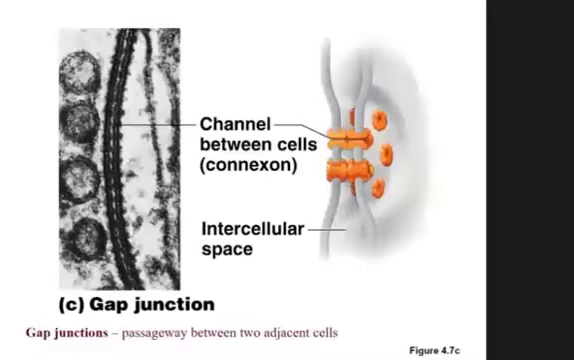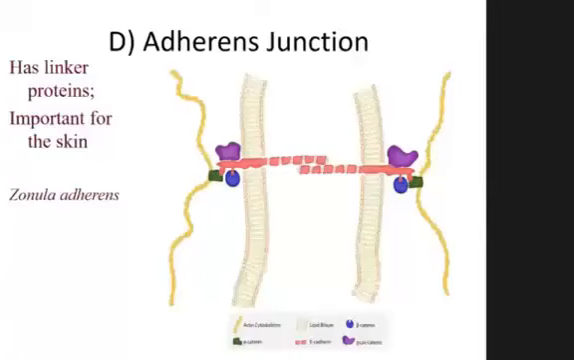There's another structure that allows cells to join together, called gap junctions. This is a protein channel attached to another protein channel in the next cell, so they are literally like a continuation of one tube. This is called a connexin, and it's usually seen in the skin.